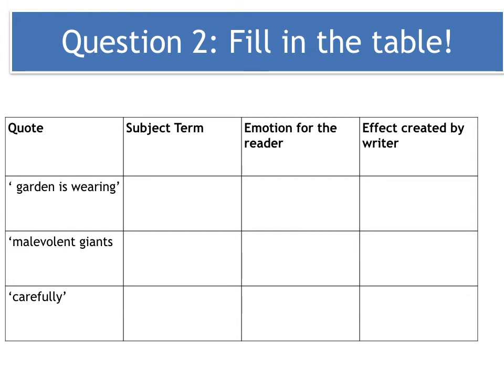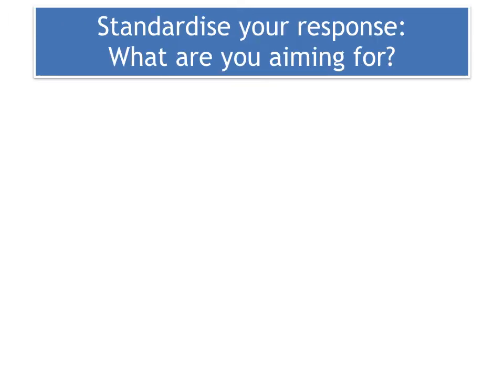I want you to pick out the subject term, the emotion the reader would feel, and the effect created by the writer through this emotion. So if you can fill that table in now and stick it into your books, please. And obviously send it over when you take a photo of your whole book so I can mark it properly.